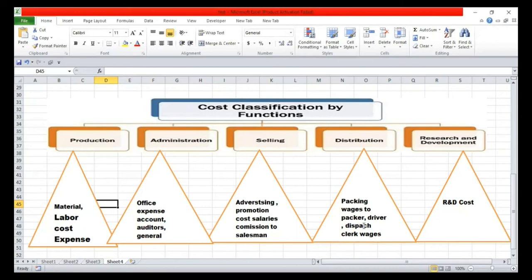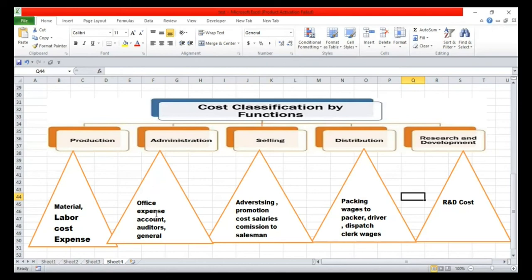Now we'll discuss what administration cost is. Guys, every company has these departments, and these departments definitely incur different costs. So what kind of cost does the administration department incur? These costs include office expenses, accountant and auditor salaries, general manager salaries, and rent of this department. So these are the costs which are incurred by the administration department.